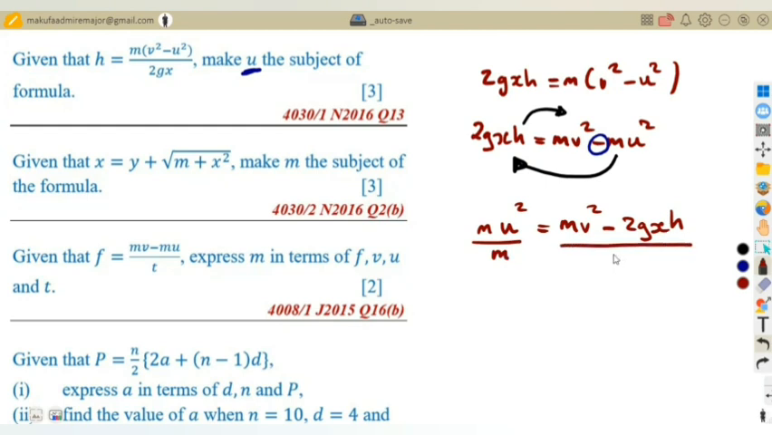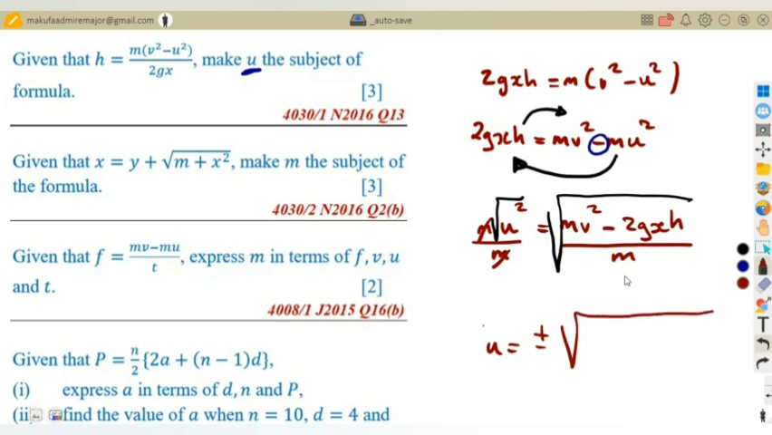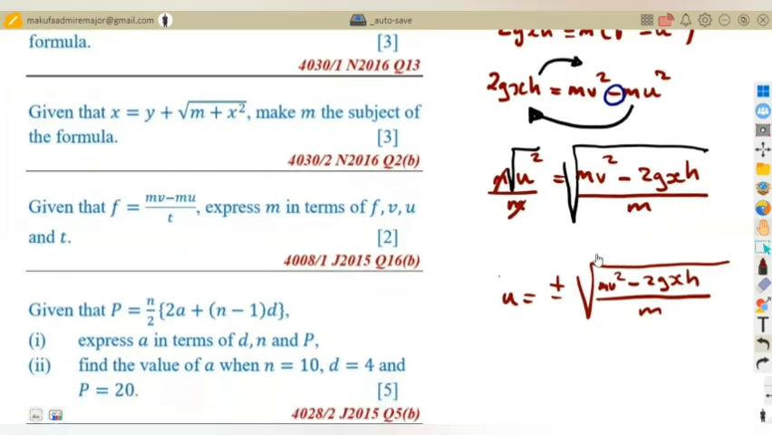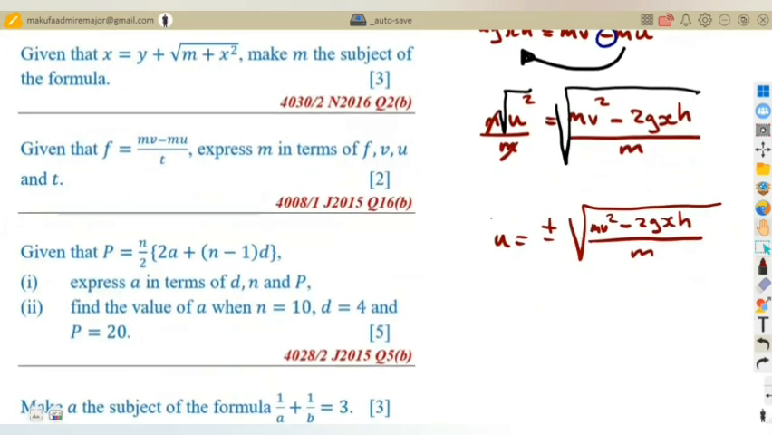You can divide each term, or we can divide everything by m. It's just one and the same thing. So our u squared is going to be equal to this. How do we remain with u? We introduce the square root on both sides. So by introducing the square root, we are left with u being equal to plus or minus the square root of mv squared minus 2gxh, everything over m. So this is another way that we could have simplified our solution in this case.